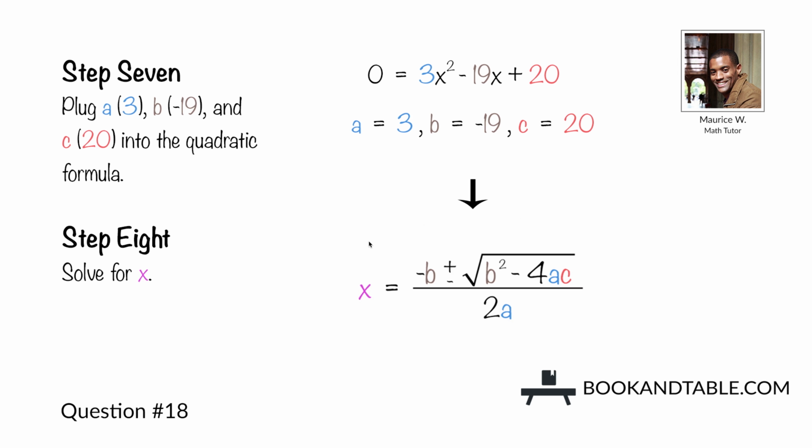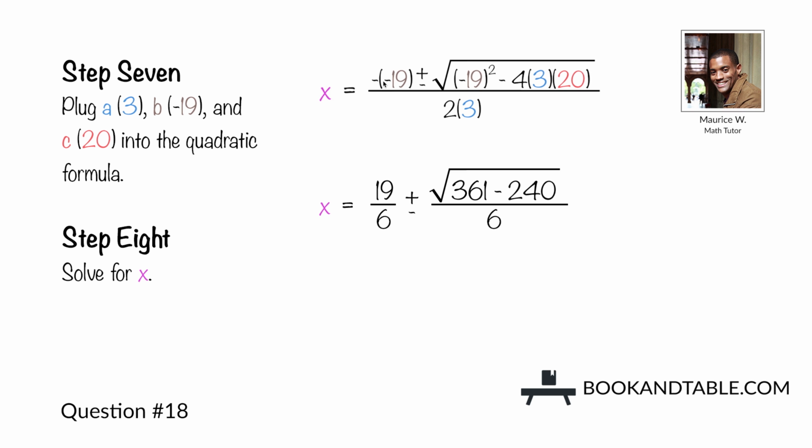And now we can plug a, b, and c into the quadratic formula for step 7. A is the coefficient of x squared, so a is equal to 3. B is the coefficient of x, so b is equal to negative 19. And c is equal to 20. We plug those values into their respective positions in the quadratic formula, and we get negative 1 times negative 19 plus or minus the square root of negative 19 squared minus 4 times 3 times 20 over 2 times 3.